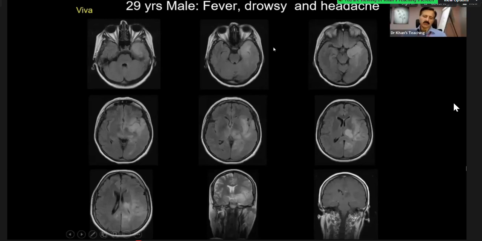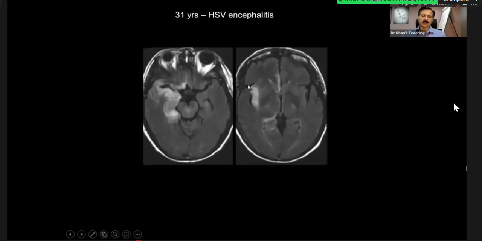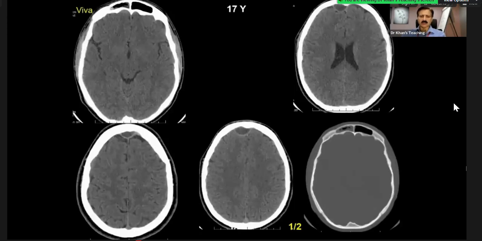Excellent. So in herpes encephalitis, what happens is that there is high signal, particularly in the medial temporal lobe, the insula and the subfrontal region. This case is classical. All of you can diagnose it, so we'll crack on. Nothing difficult in this case.